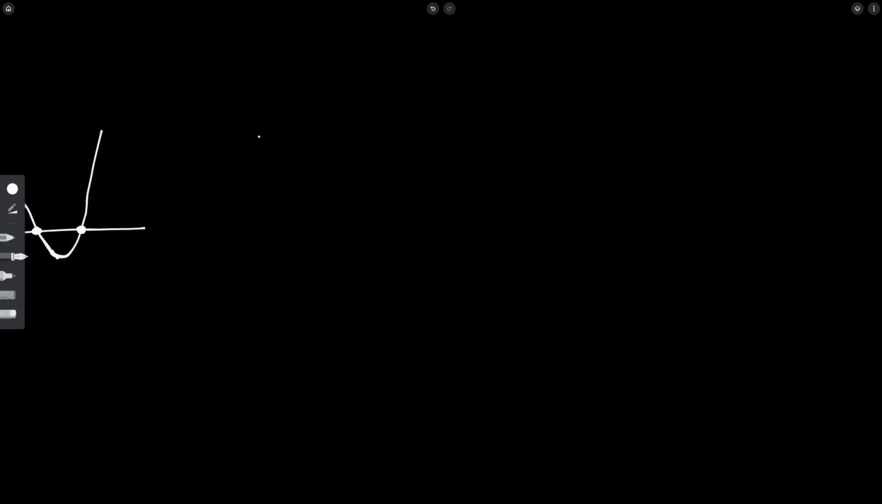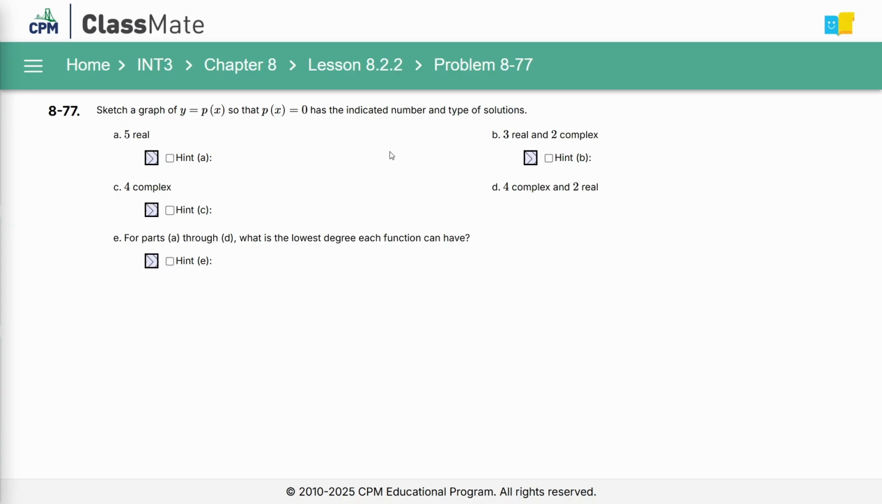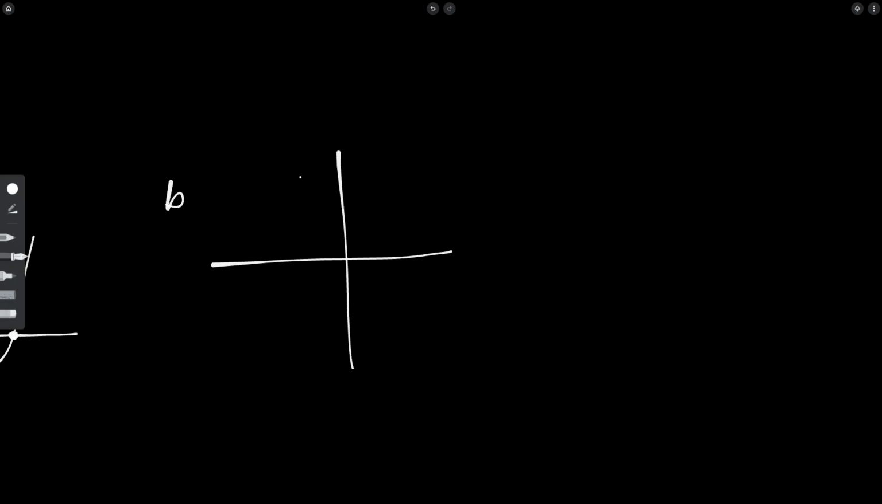Moving on to the next, we have B. They want 3 real solutions and 2 complex solutions. Remember from one of the previous videos that when a parabola or a polynomial function has imaginary solutions, for example, x equals 4 minus i or something like this, it's a function that never crosses the x-intercept. It does not cross this.